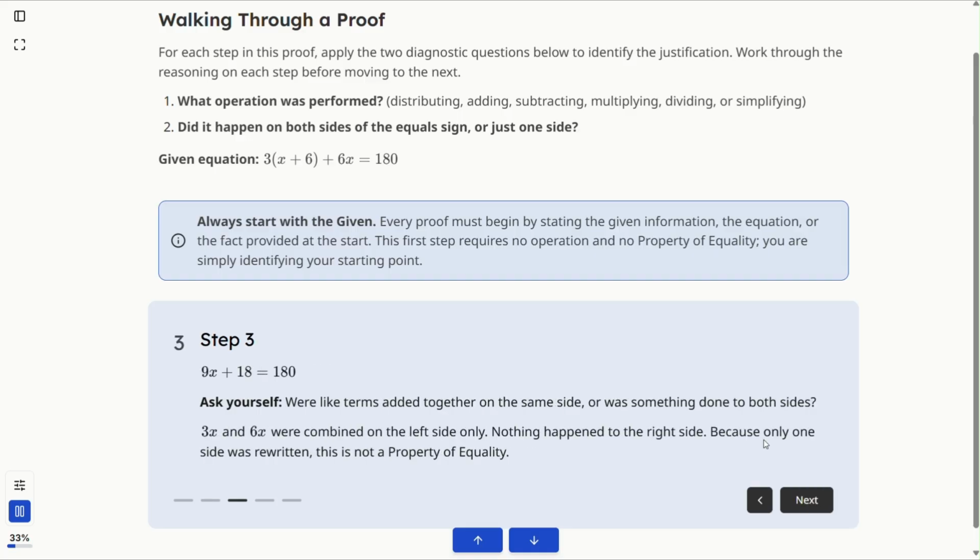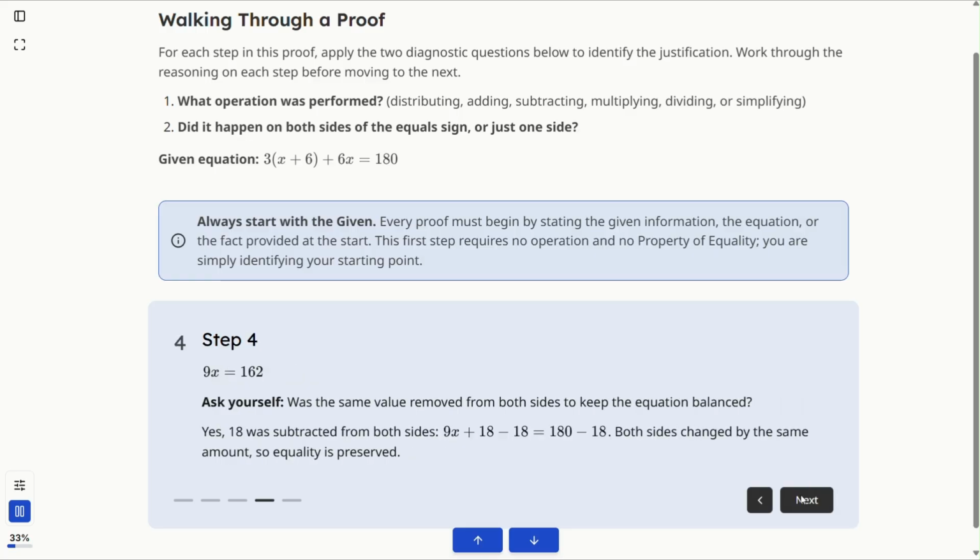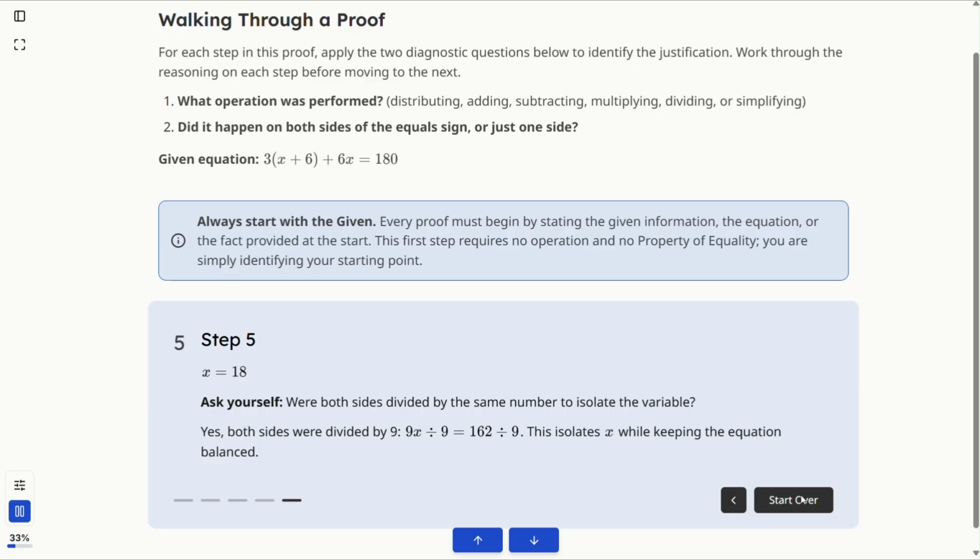Step 3. Ask yourself, were like terms added together on the same side, or was something done to both sides? Like terms were combined on the left side only. Nothing happened to the right side. Because only one side was rewritten, this is not a property of equality. Step 4. Ask yourself, was the same value removed from both sides to keep the equation balanced? Yes, 18 was subtracted from both sides. Both sides changed by the same amount, so equality is preserved. Step 5. Ask yourself, were both sides divided by the same number to isolate the variable? Yes, both sides were divided by 9. This isolates the variable while keeping the equation balanced.